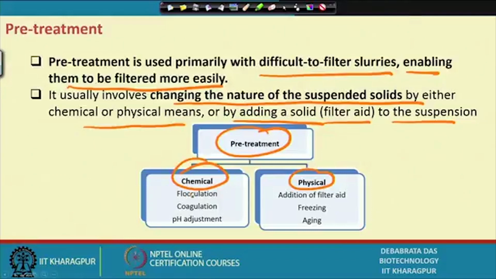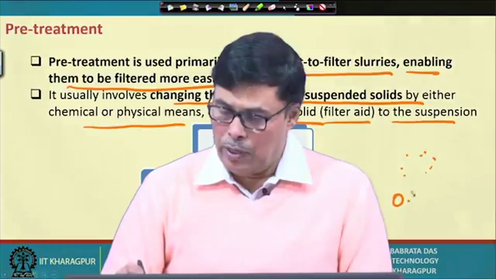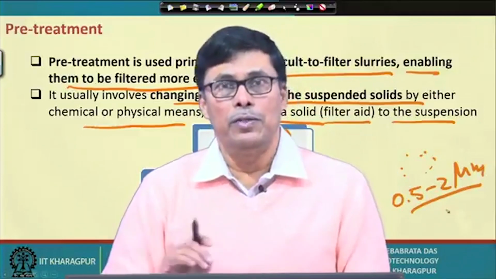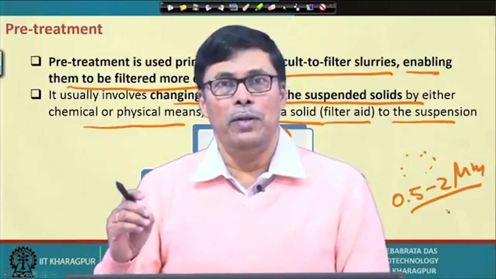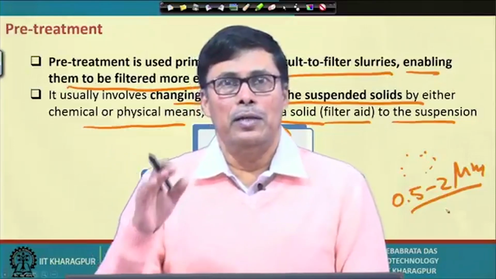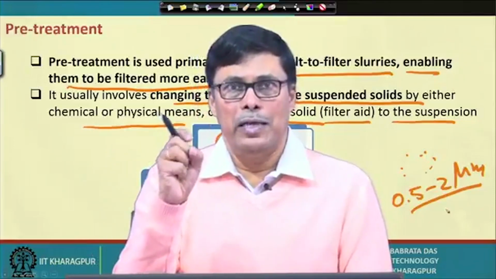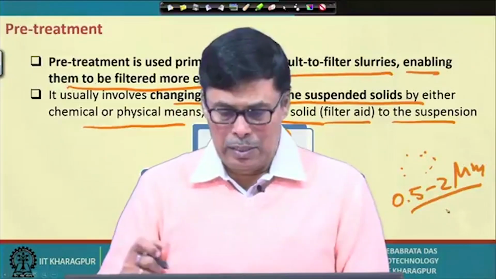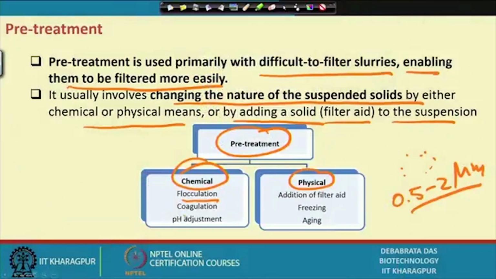Chemical, I want to tell you, suppose the bacterial cells, they are very small in size, 0.5 to 2 microns. Due to the small size, it is very difficult to separate them. So sometimes we require some kind of filter aid, so that accumulation of the cells takes place and the particle size increases, then it can easily settle down. This is a kind of what we call flocculation. Then coagulation, we know we use alum in the water treatment process to separate the colloidal matter present in the water. pH adjustment is another technique that we have.